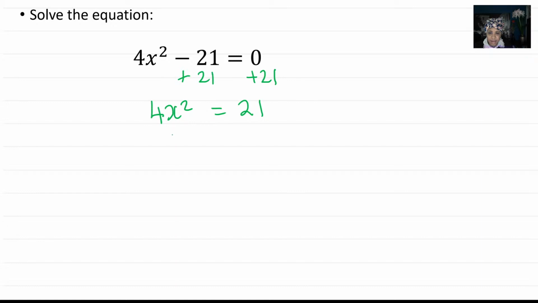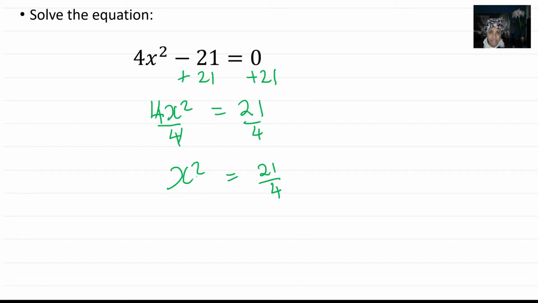So you got 4x squared equals 21. And then what do we have? We need to get rid of this 4, okay? So we divide by 4 both sides. Now this will cancel and that will cancel. Then you have x squared equals 21 over 4, okay?